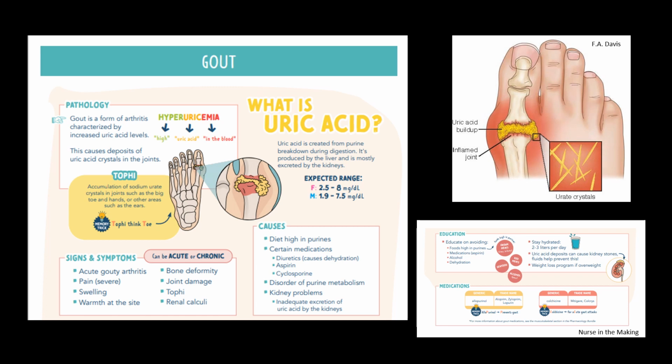Gout is a disease in which monosodium urate crystals are deposited in joints, bone, and soft tissue, accompanied by inflammation. Hyperuricemia, which is an elevated uric acid level in the blood, must be present prior to the evolution of gout. But the presence of hyperuricemia is not indicative of gout.